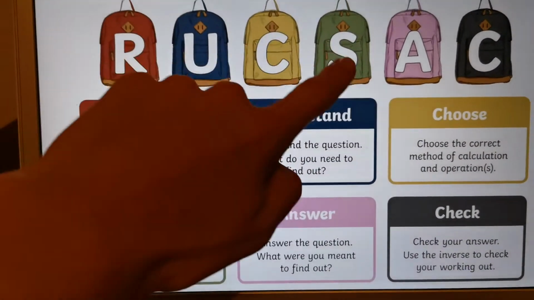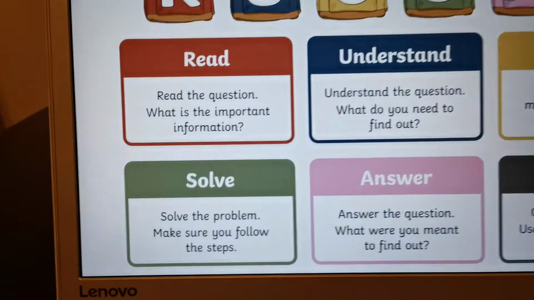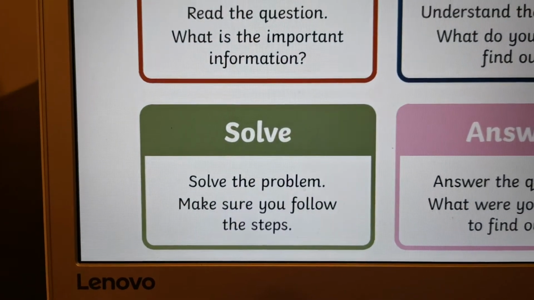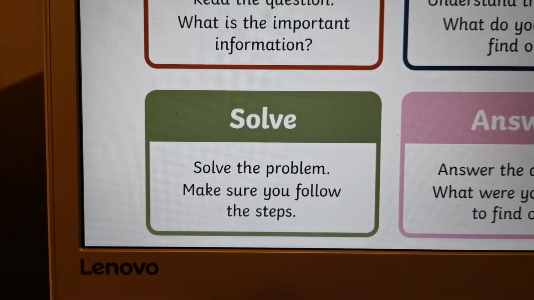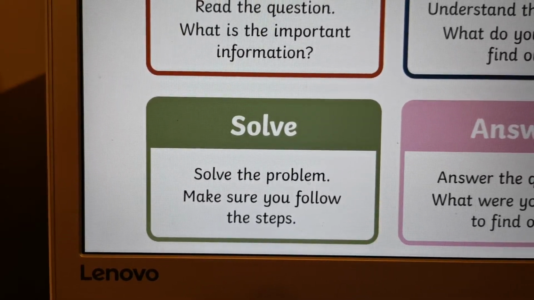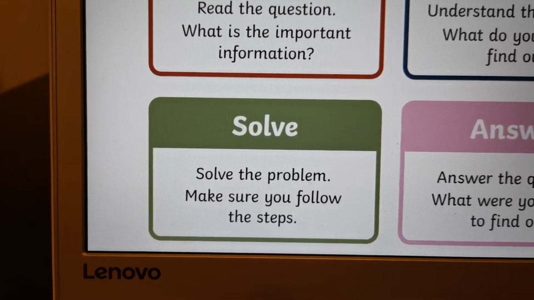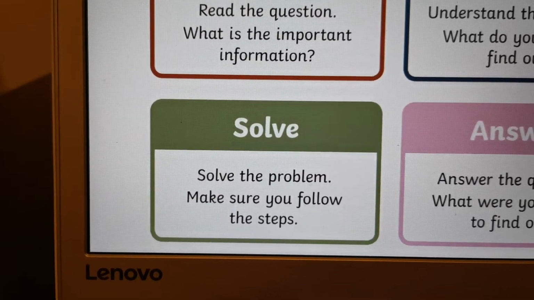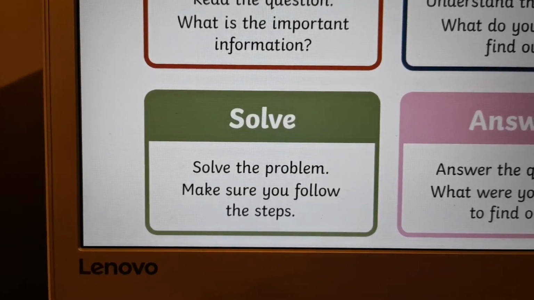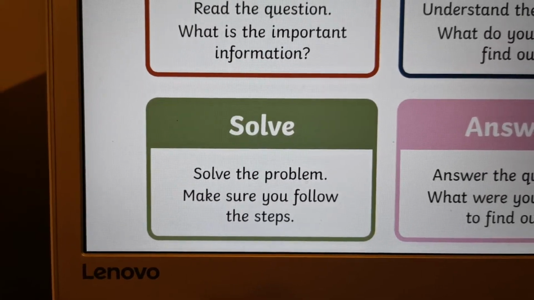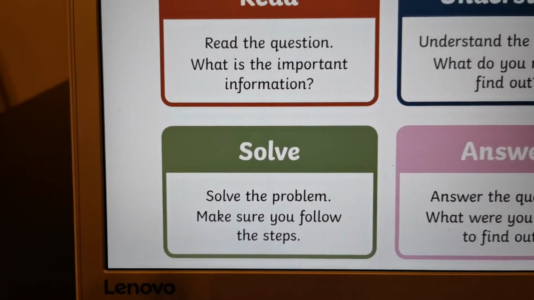All right, next, once you do those three, you can solve the problem and make sure you follow the steps. So now you're going to use a strategy to solve the problem. If you choose addition, how are you going to do it? Column addition, using a number line, partitioning, okay? So there's different ways. That's when you decide how are you going to solve it.